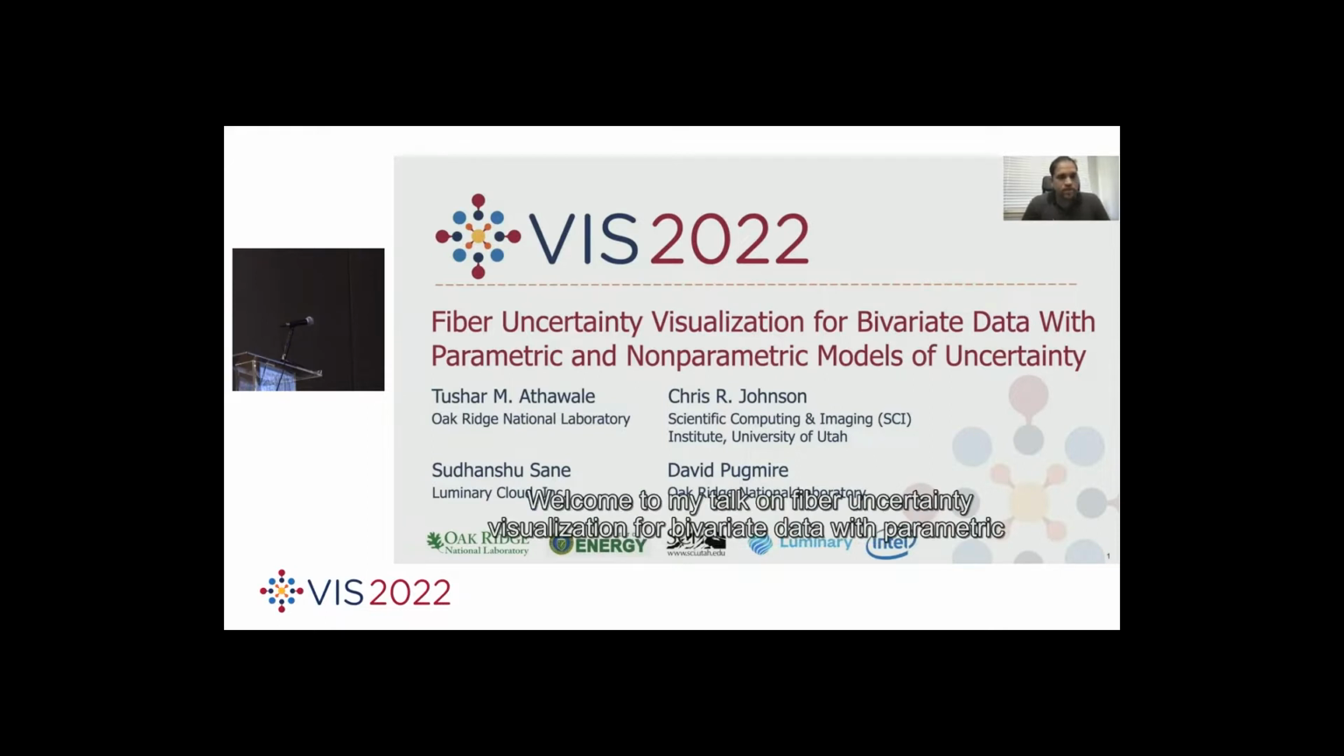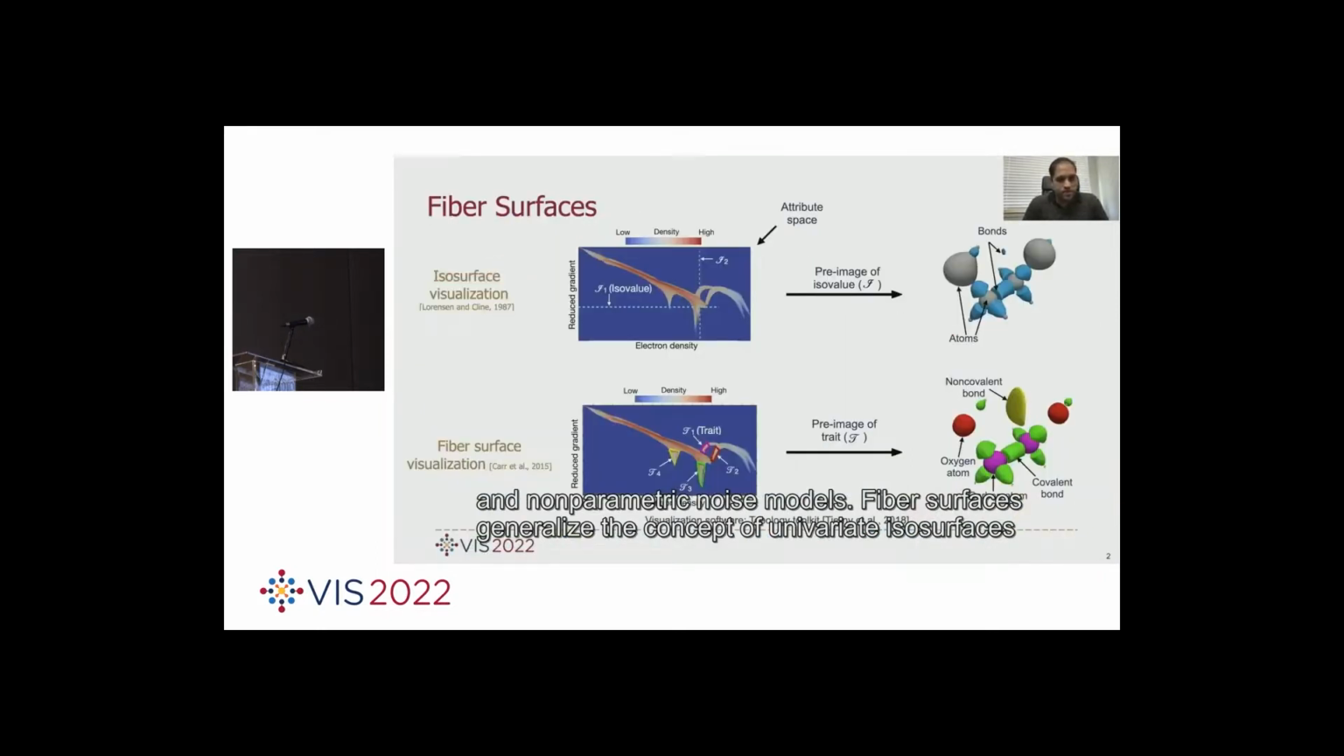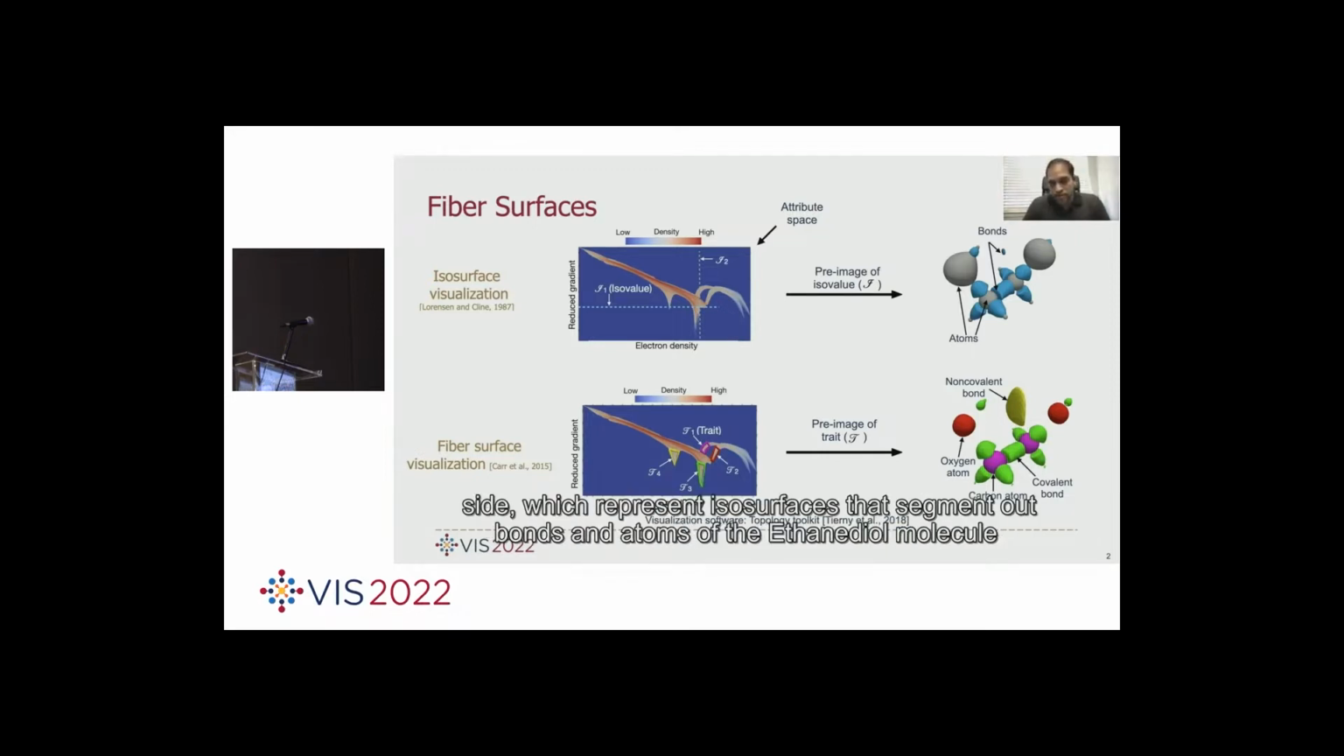Welcome to my talk on fiber uncertainty visualization for bivariate data with parametric and non-parametric noise models. Fiber surfaces generalize the concept of univariate isosurfaces to multivariate data and have applications in domains ranging from chemistry to astrophysics. As shown in this example, in the top row, the two isovalues are selected corresponding to attributes reduced gradient and electron density, and their pre-images are visualized on the right side, which represent isosurfaces that segment out bonds and atoms of the ethanediol molecule dataset.